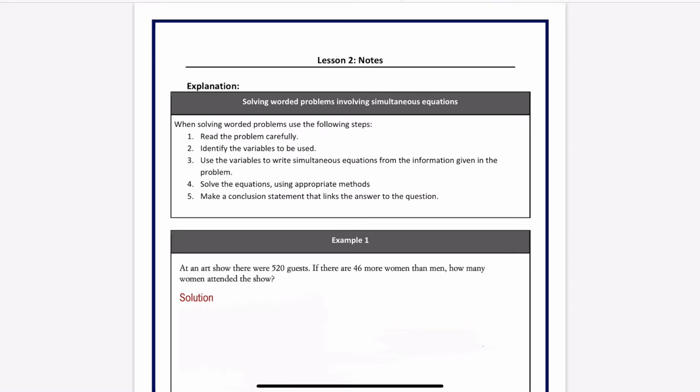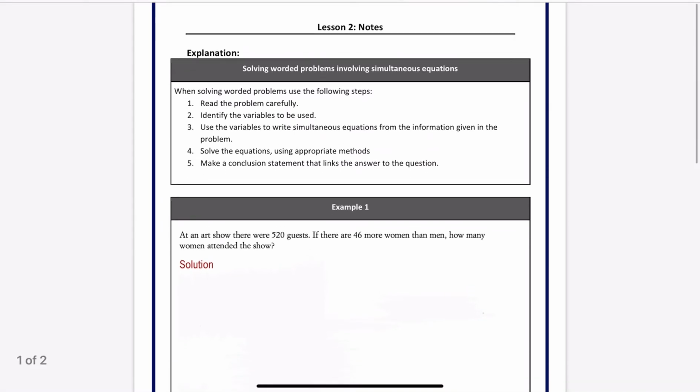When we're solving worded problems, use the following steps. Read the question carefully, identify the variables, and use the variables to write the simultaneous equations from the information given in the problem. Solve the equations using appropriate methods, whether that be graphical, substitution or elimination, and make a conclusion statement that links the answer back to the question.